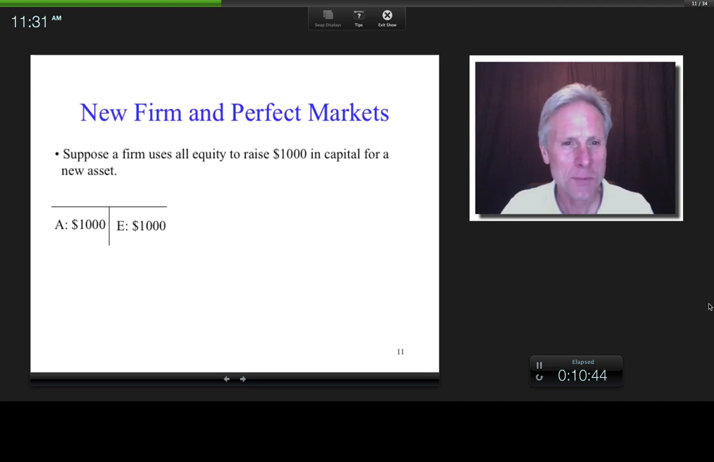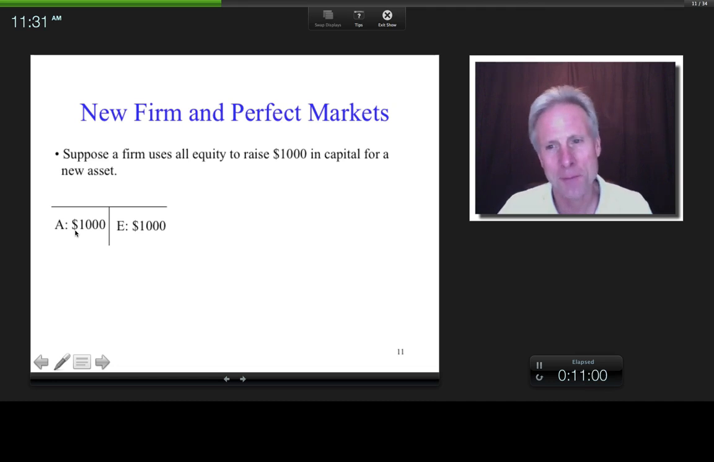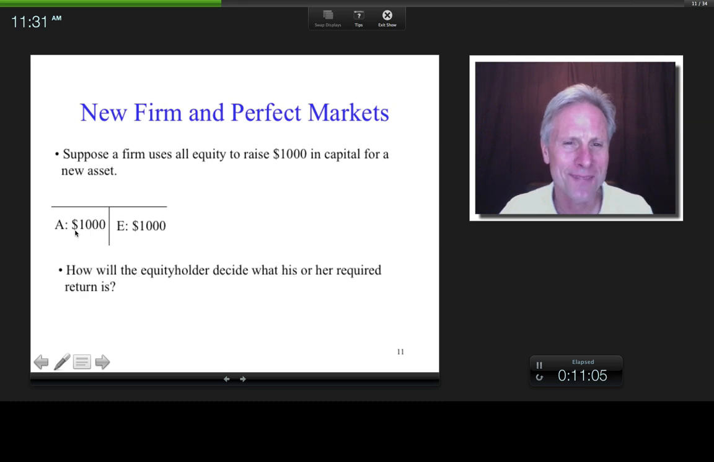So let us begin. Here we have a brand new firm. Maybe this is my lemonade stand or whatever. And so let's say this brand new firm decides to raise money through equity, and of course they spend it on, say, my lemonade stand or whatever. Okay? So here's my question. How are the equity holders, how will they decide what his or her required rate of return is?